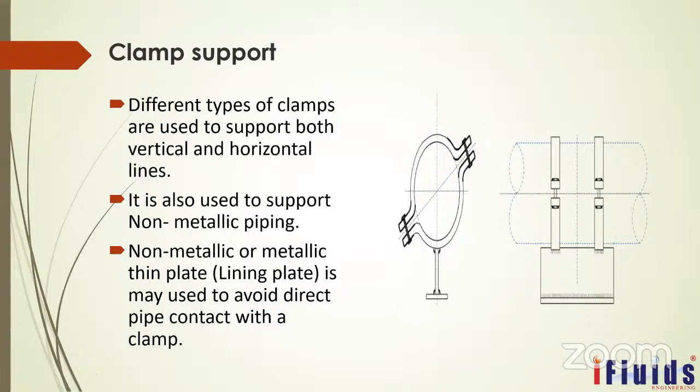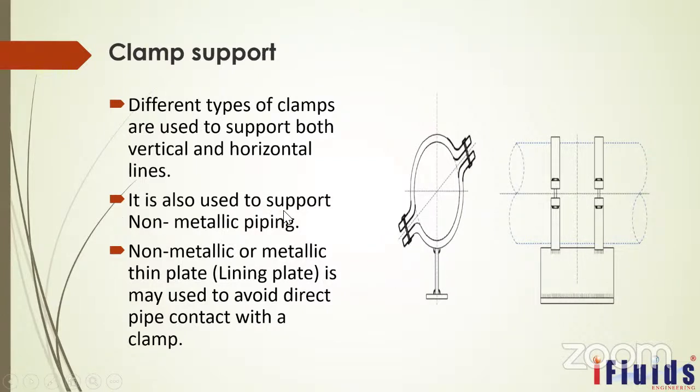The third one: first we have seen the piping shoe support, generally used for insulated pipes. Second, we have seen the saddle support, mostly used for larger diameter pipes as well as horizontally mounted equipment. The third one we are going to see is the clamp support. This is the clamp support. Most of the people have seen this.